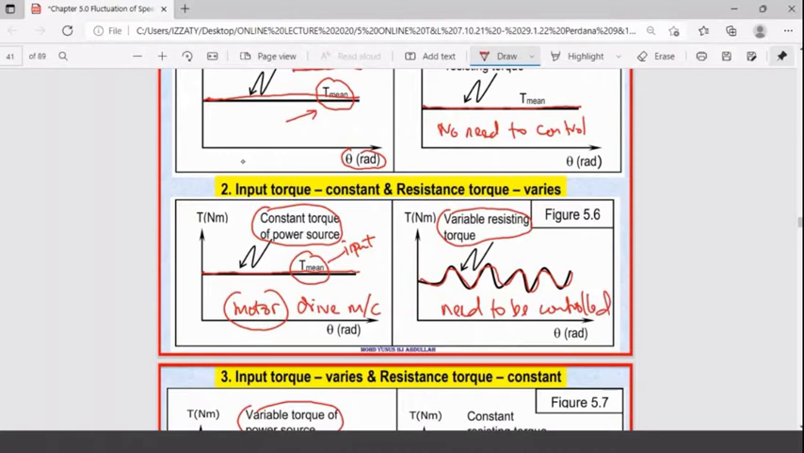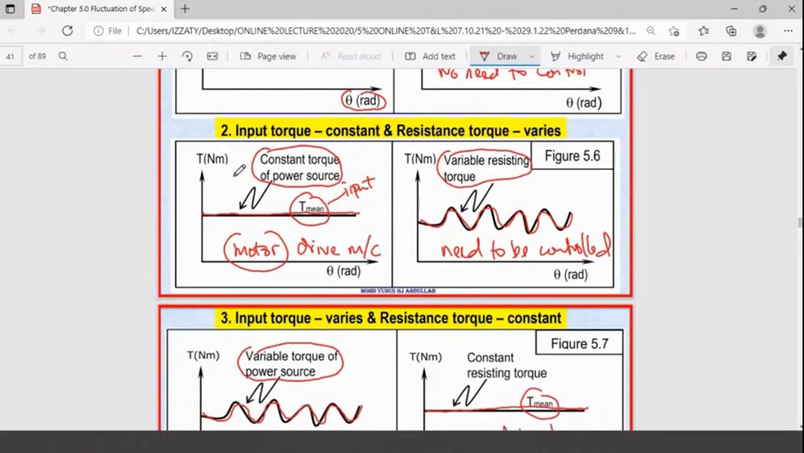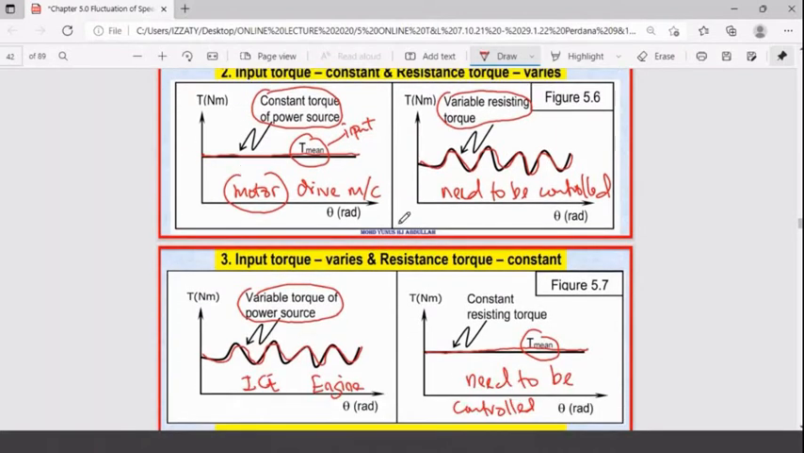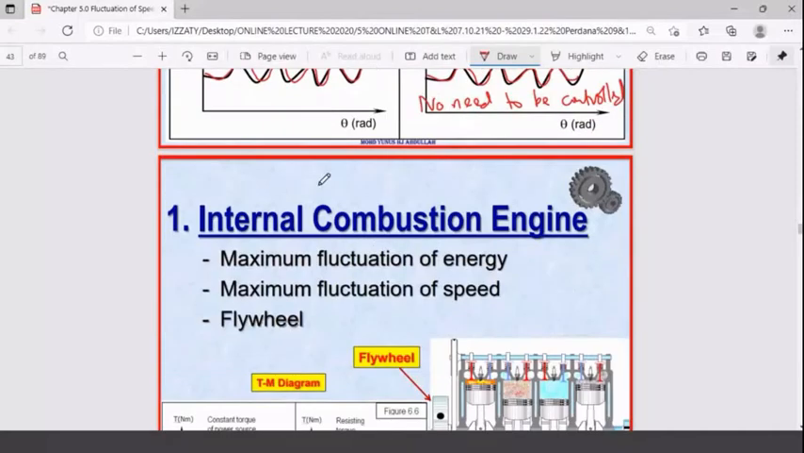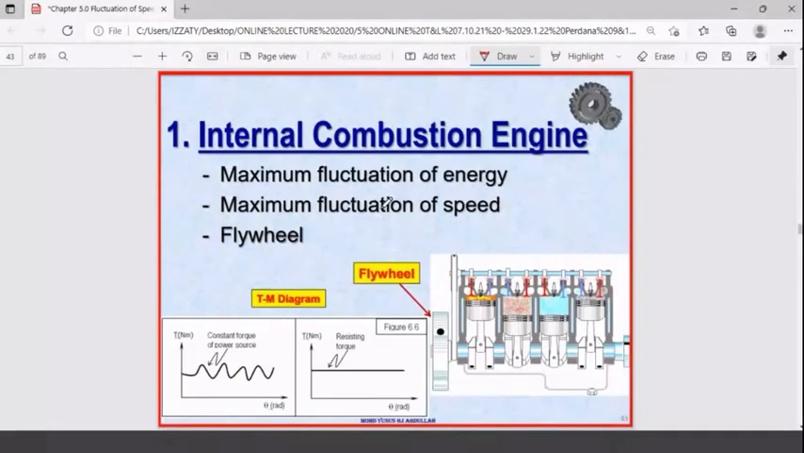To ensure that the system you run or operate will be in the steady condition. Okay, so out of four, we are going to talk only about two here. So now let me go to the next one. In the first one, the internal combustion engine. Everyone knows about the internal combustion engine.